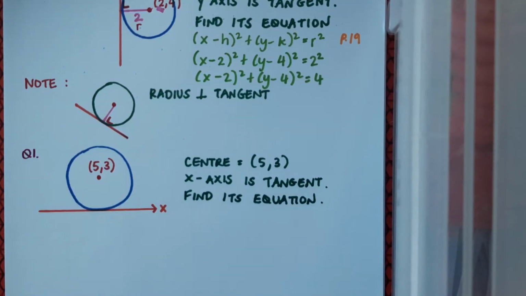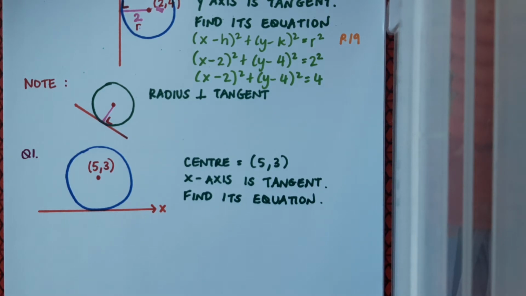Okay, so here's a question for you. In this case, we've got a circle with centre (5, 3). This time the x-axis is a tangent, and we want to find the equation of the circle. So pause the video here and take a moment to see if you can figure out the answer, and then play and see if you're correct.